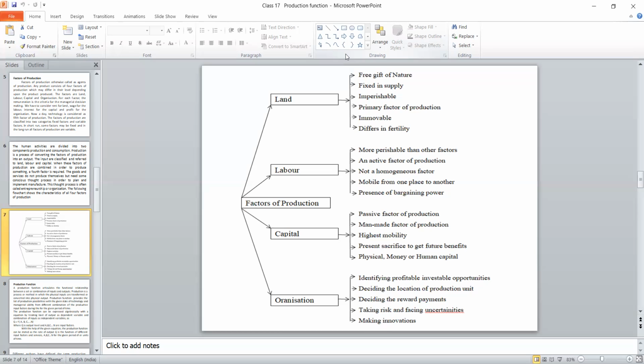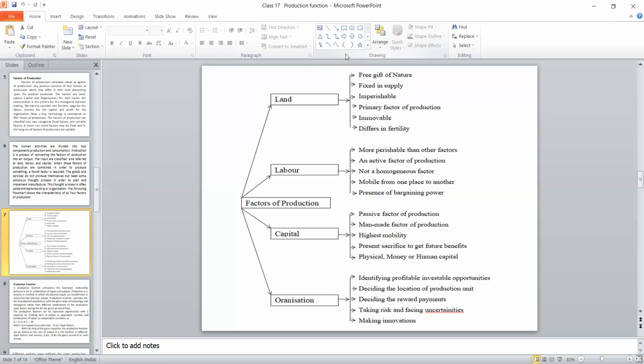Then out of four factors, this factor is considered to be the primary factor. It will not move, so it is an immovable factor of production. Finally, land quality differs from place to place, so it differs in fertility. These are the features of land. So for production, land is the fixed factor. What are the features? Free gift of nature, fixed in supply, imperishable. This is a primary factor, and it is immovable, and land differs in fertility from place to place.